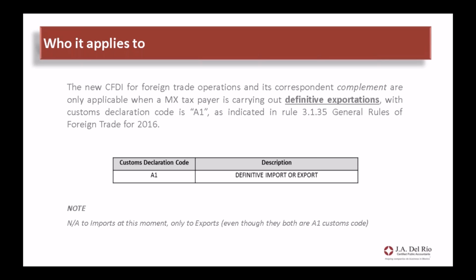For example, we have the most common one. It is definitive import and export, in which the goods are supposed to be sent abroad or imported so they remain in that country.